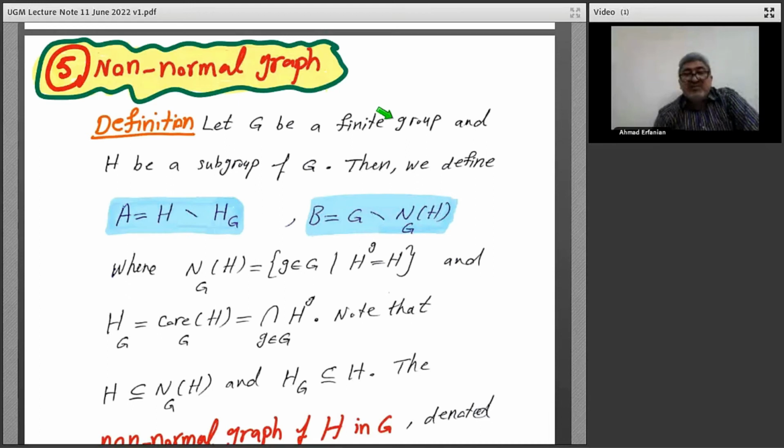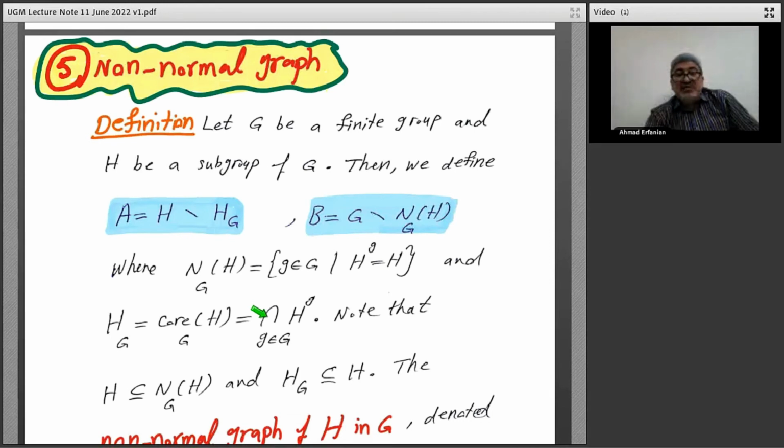Now suppose that G is a finite group and H is a subgroup of G. We define two sets A and B as follows. A is H minus H_G. H_G is the core of H in G, and that's the intersection of all conjugate subgroups of H. So H_G is the intersection of H^g, that's all conjugates of H, for any g in G.